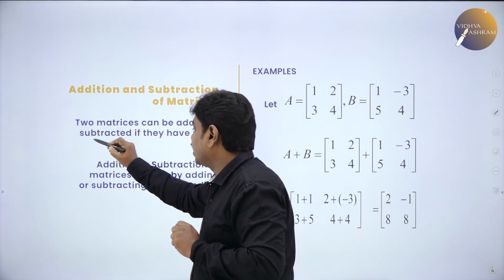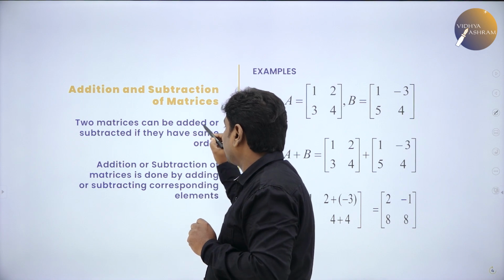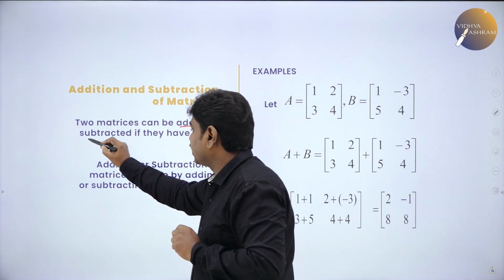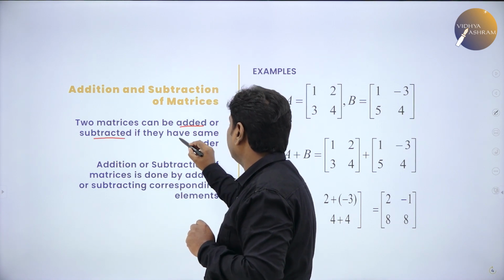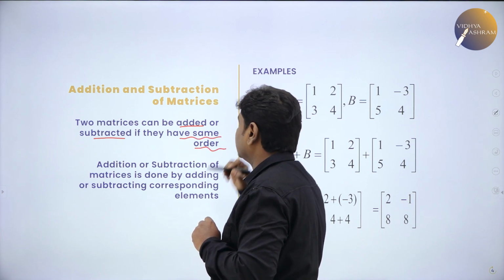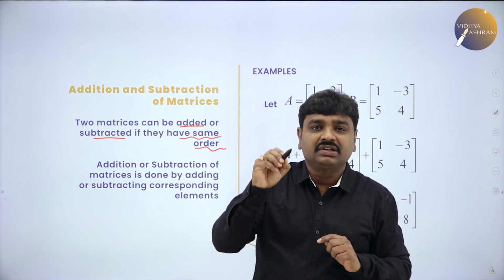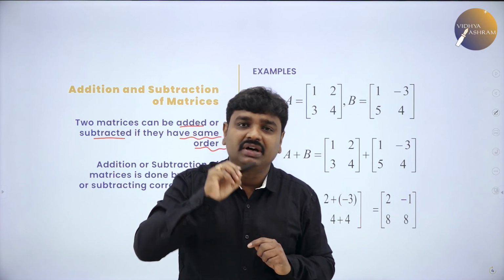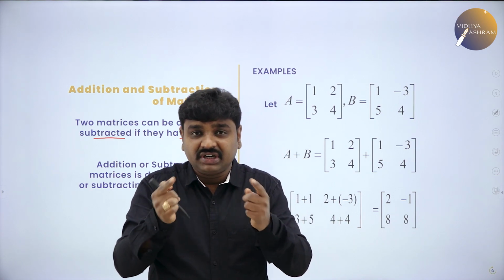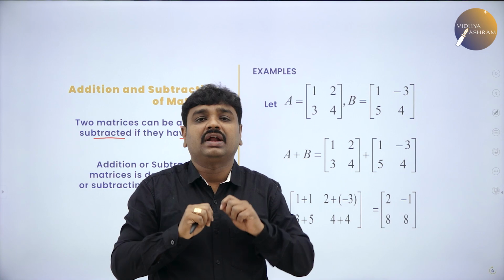So the criteria to add or subtract: two matrices can be added or subtracted if and only if they have same order. If two matrices are having different order, you cannot add or subtract.